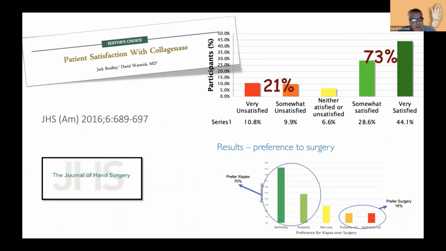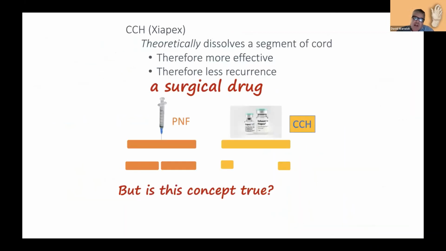We also did this. This was my medical student for his project about 5 years ago, and he looked at satisfaction. In fact, he won the editor's choice that month for the best paper in that edition of the American Hand Journal. But basically, most people preferred Zeopex to surgery, as you can see there. And the satisfaction rate was high, and it generally correlated with recurrence if they had poor satisfaction. So it's a good drug. Now, Zeopex theoretically was a surgical drug, and we always just say, it's a surgical drug, this is how it works.